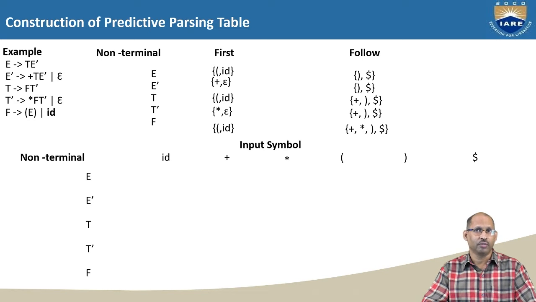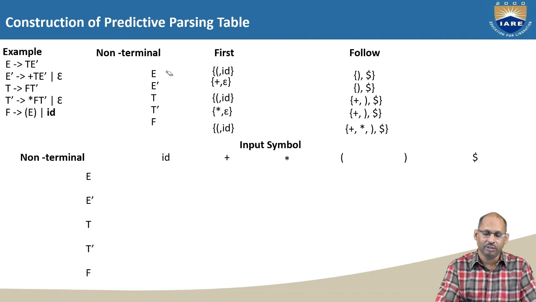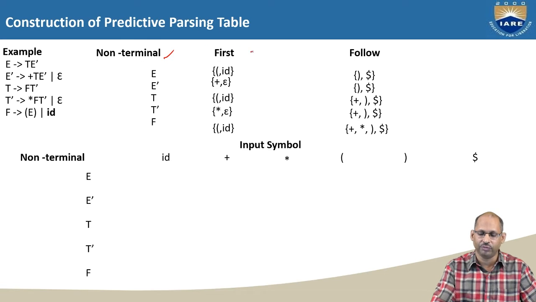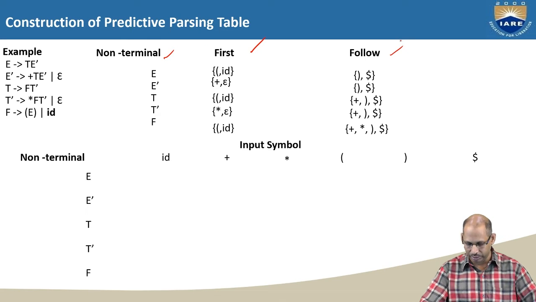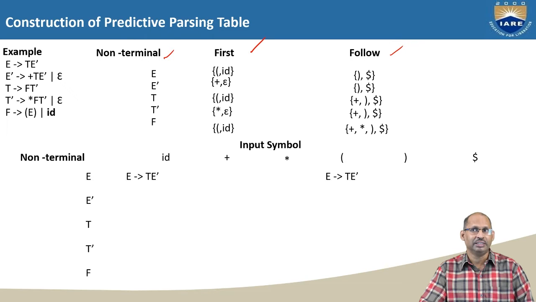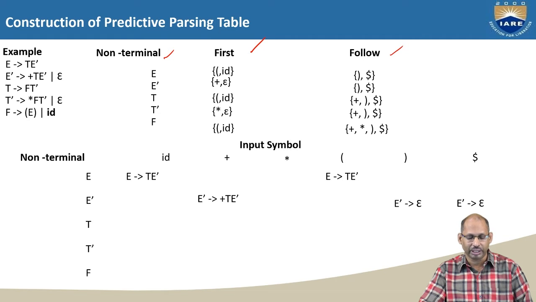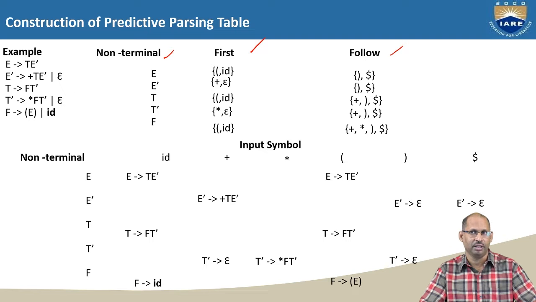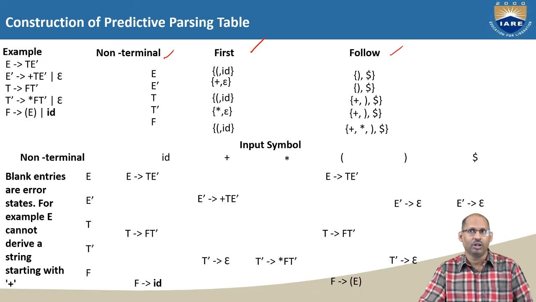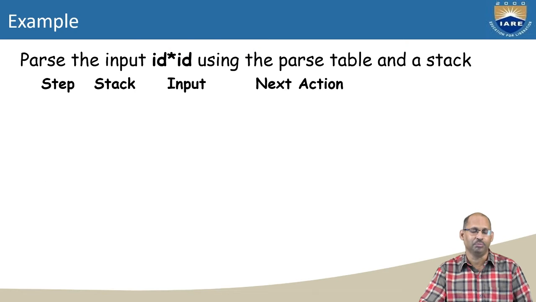So, for the given grammar, we are considering the non-terminals. Then we are writing all the first of the variables and follow of the variables. Then we are considering for each variable productions in the parsing table. For E, then for E dash, then for T, then T dash, then finally F. Right? So using this predictive parsing table, we are parsing the input.